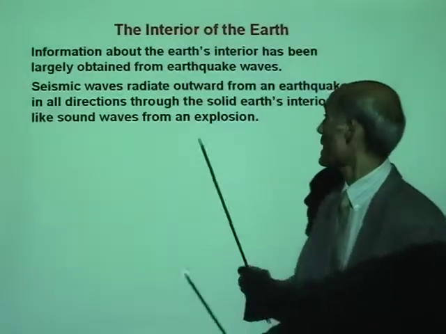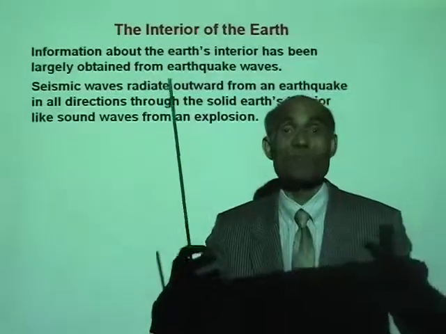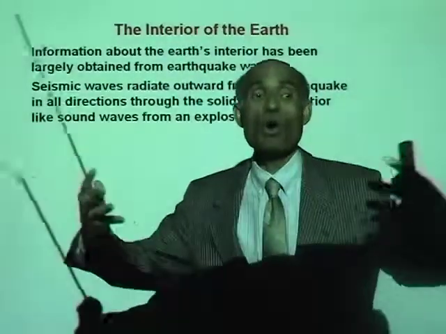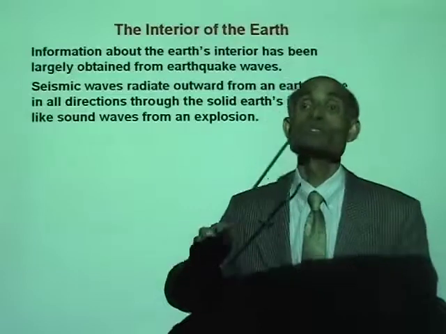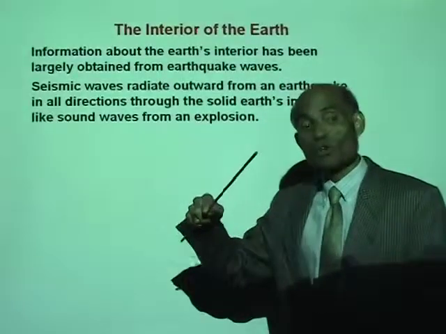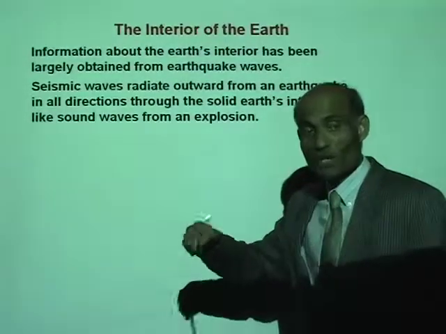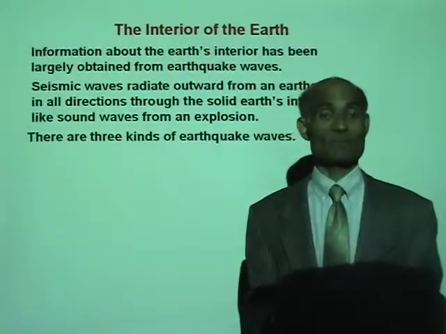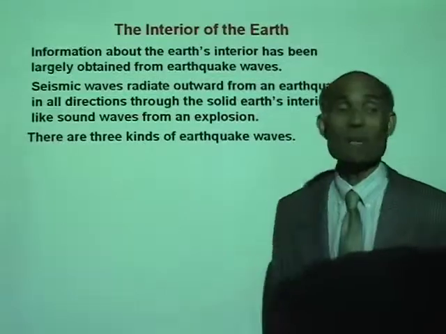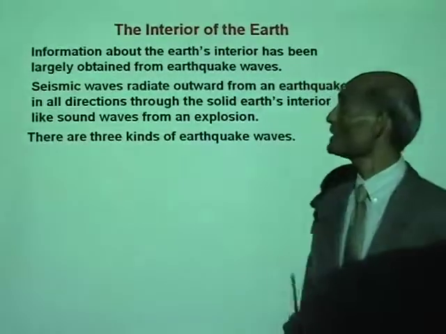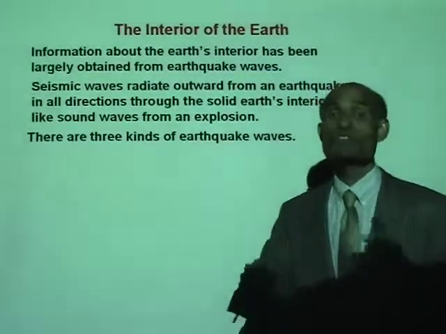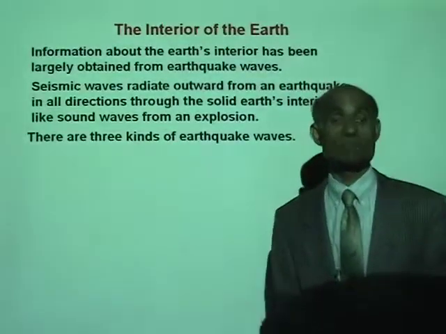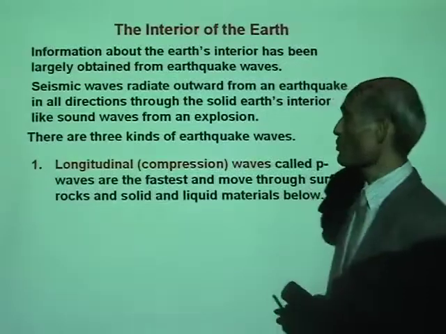Seismic waves radiate outward from where an earthquake is formed, and they go in all directions. They go to the surface and they go through the inside of the earth, which can be detected on the other side of the earth. Now, there are three main kinds of earthquake waves. We will discuss these waves once again in detail later, but let's look at these three kinds of waves.